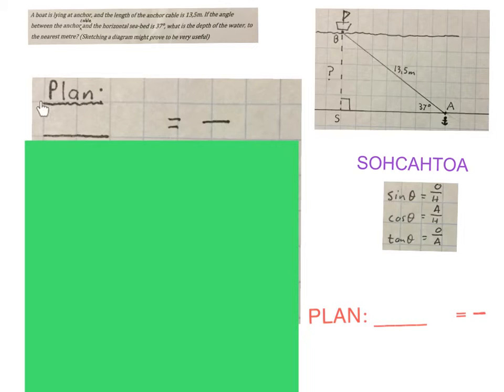When I do these sums, I write down the word plan. I put down a line, leave a gap, put the equal sign, and put a fraction. The first thing I write down is the angle that I use. I'm going to write it down here.